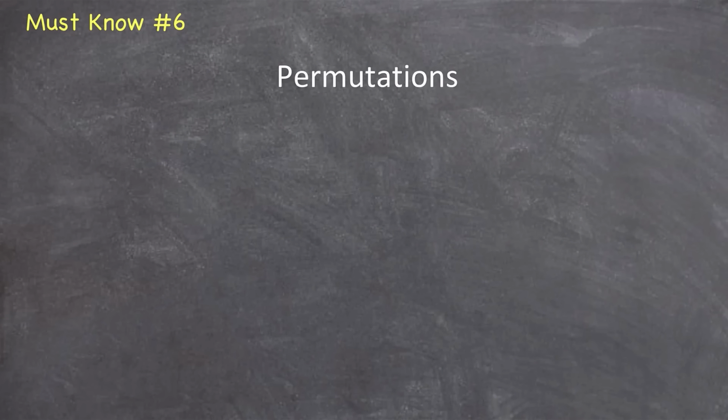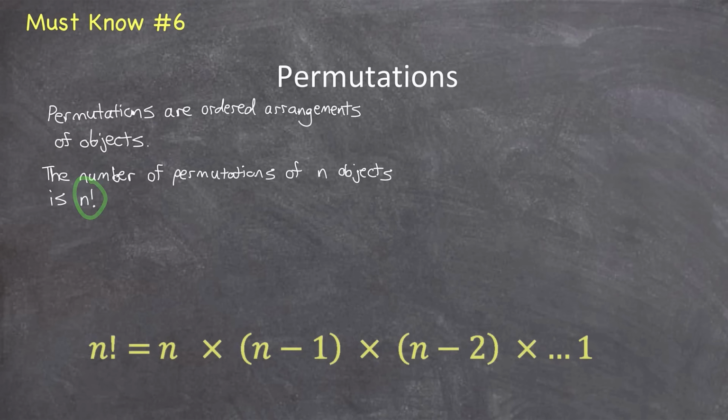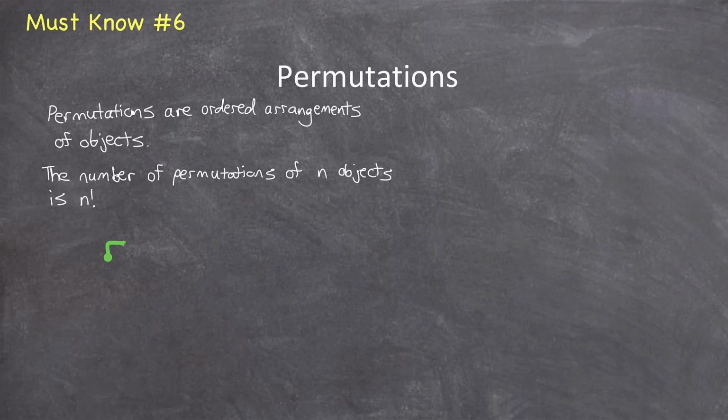Must know number 6, permutations. Sometimes when counting the number of elements in a sample space or event space for a probability, we need to consider the number of permutations of objects, where permutations are just ordered arrangements of objects. The number of permutations of n distinct objects is equal to n factorial. In case you don't know what a factorial is, n factorial means the product of all the positive integers up to the value of n. So for example, 5 factorial would be 5 times 4 times 3 times 2 times 1.